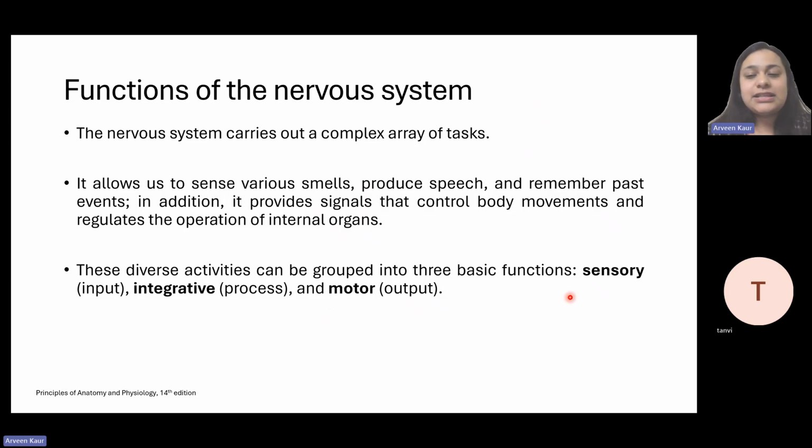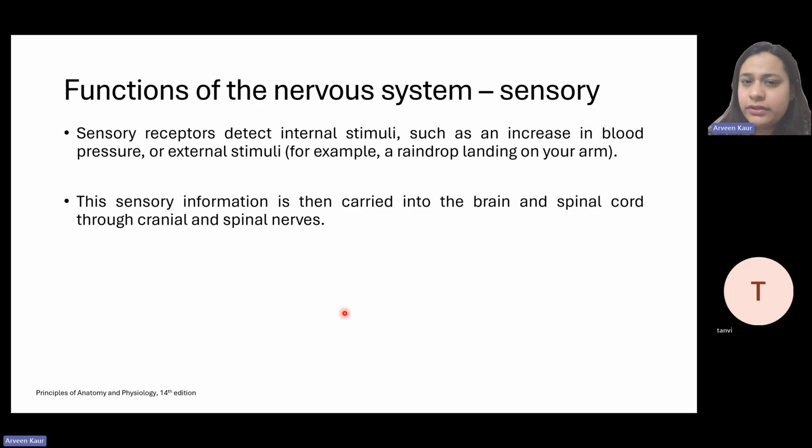These functions are either sensory, that is, some information is being input into the system. Integrative, that is, whatever information has been fed to us is being thought about, is being processed, right? So that is integrative. And motor, which is the output of whatever has been asked, or output of whatever we have thought, right? So those are the diverse functions of the nervous system, right?